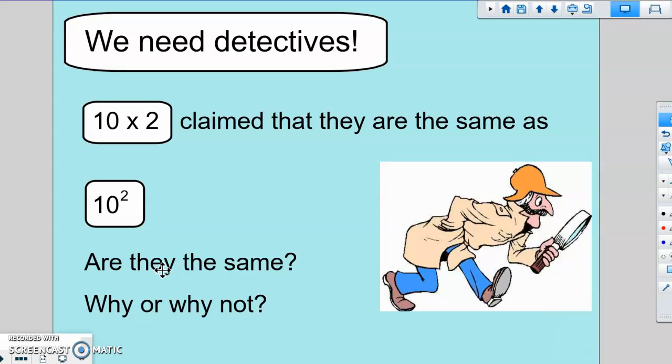If you're stuck, you can rewind the video, look back at the definition of a base and an exponent, look back at our different examples of 10 to the second power, and think about whether or not they are the same. So you're going to answer the question and then move on.